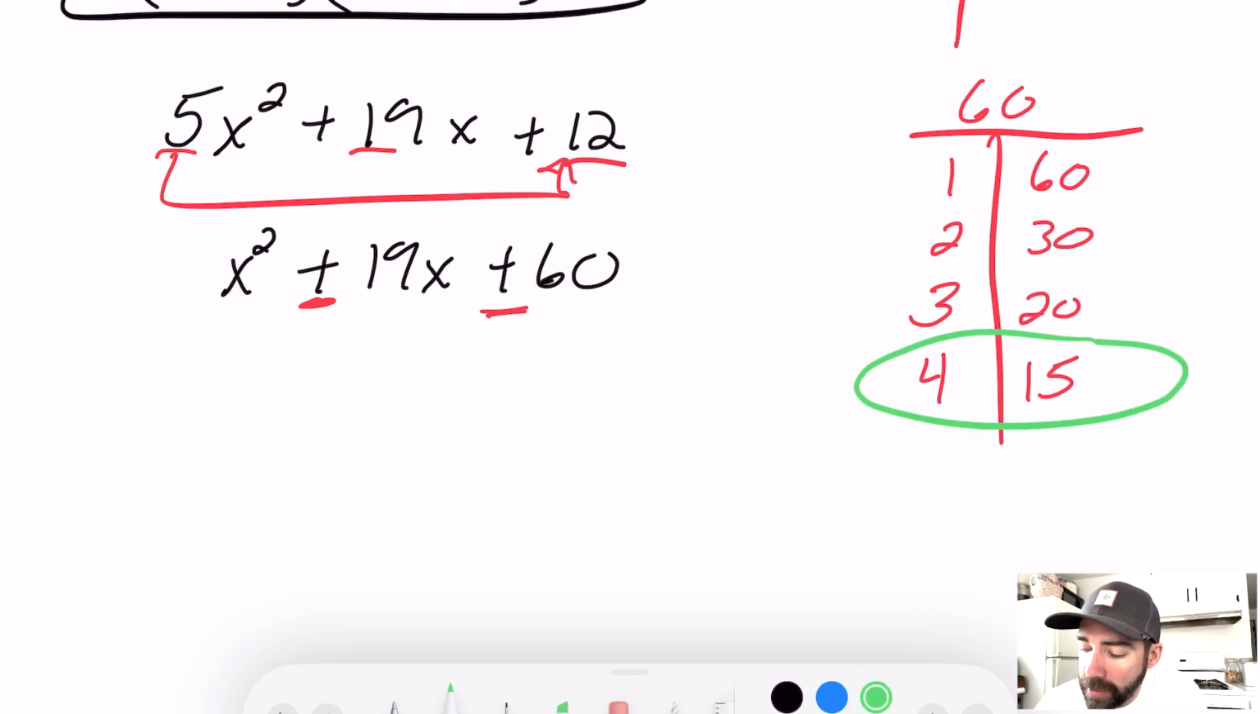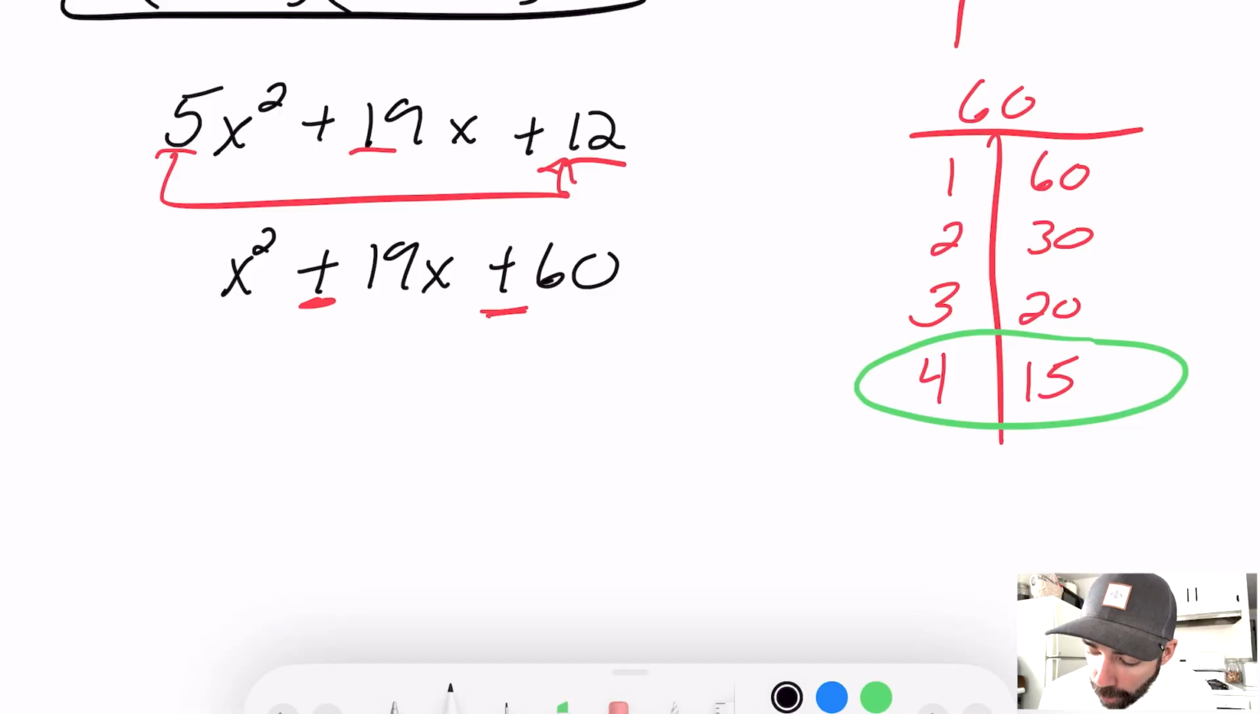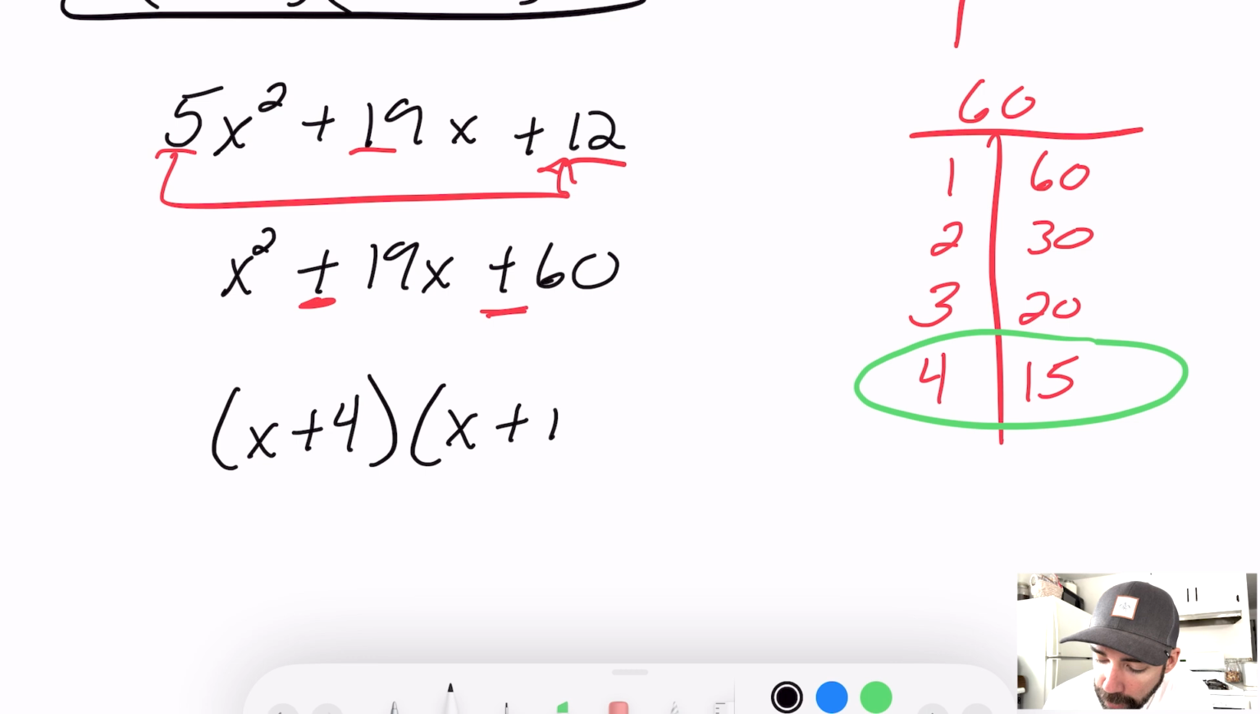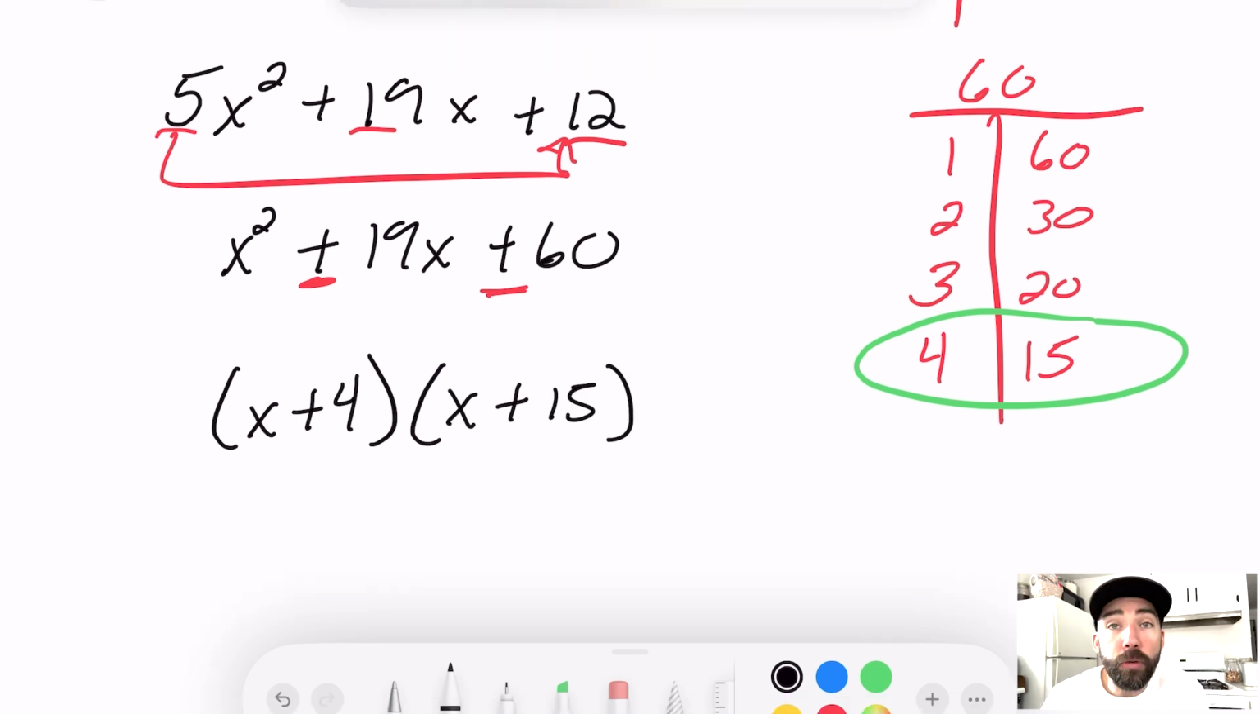There's my answer. Boom. This is why it's key to know your factors, your times tables, baby. All right, here we go. We got x plus 4, x plus 15, and we do one more thing.